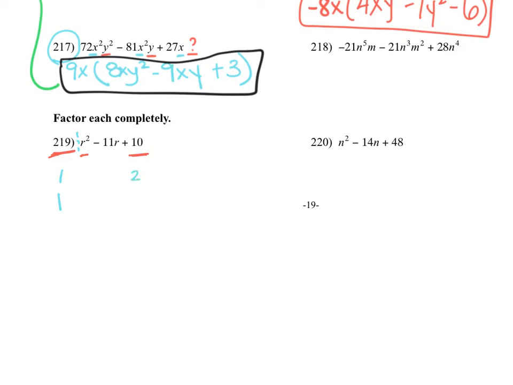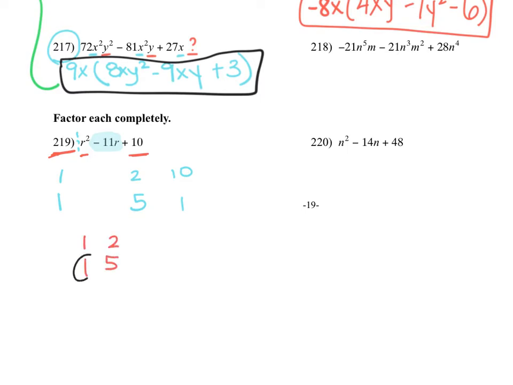Now for 10, I have 2 options. I have 2 and 5 that multiply to 10, or I have 10 and 1. And so now what we want to do is find a combination that's going to give us this negative 11 in the middle. So I'm going to start off with 1 and 1 and 2 and 5.